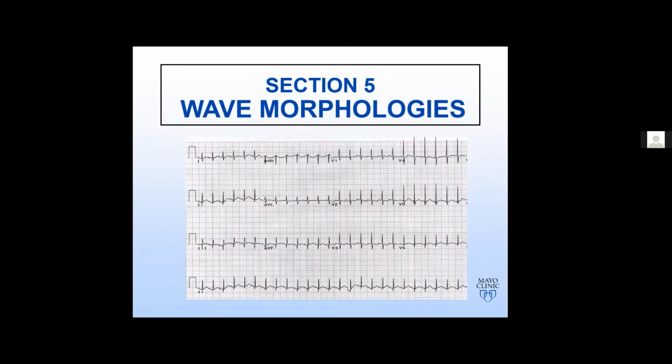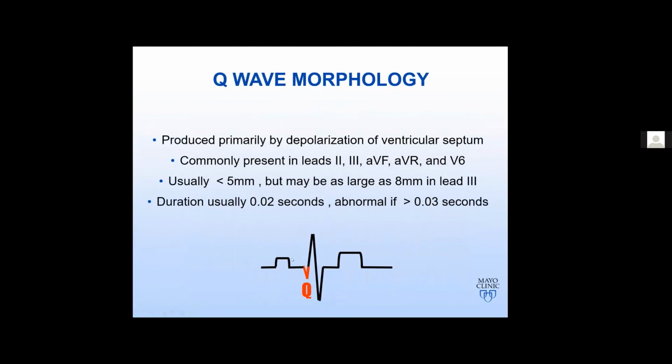So we'll briefly take a look at wave morphologies, okay? So first of all, we'll look at a Q wave. And we all remember from medical school that Q waves are bad. Well, that's not necessarily true, because the Q wave is produced by the depolarization of the ventricular septum, and it is completely normal in an ECG unless it is too large or too wide. When we say too large, there's guidelines for that, but in general, it can be up to 8 millimeters. But if it's too wide, then that is always concerning. So when we say too wide, that's half a box, okay? So if it's more than half a box, that is an abnormality, okay?